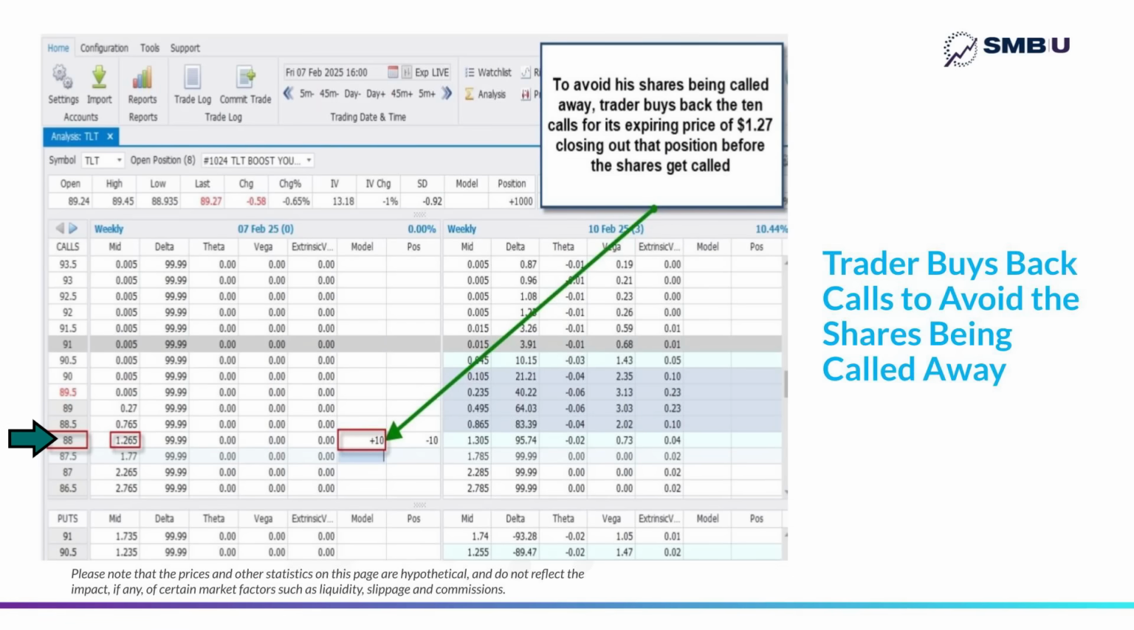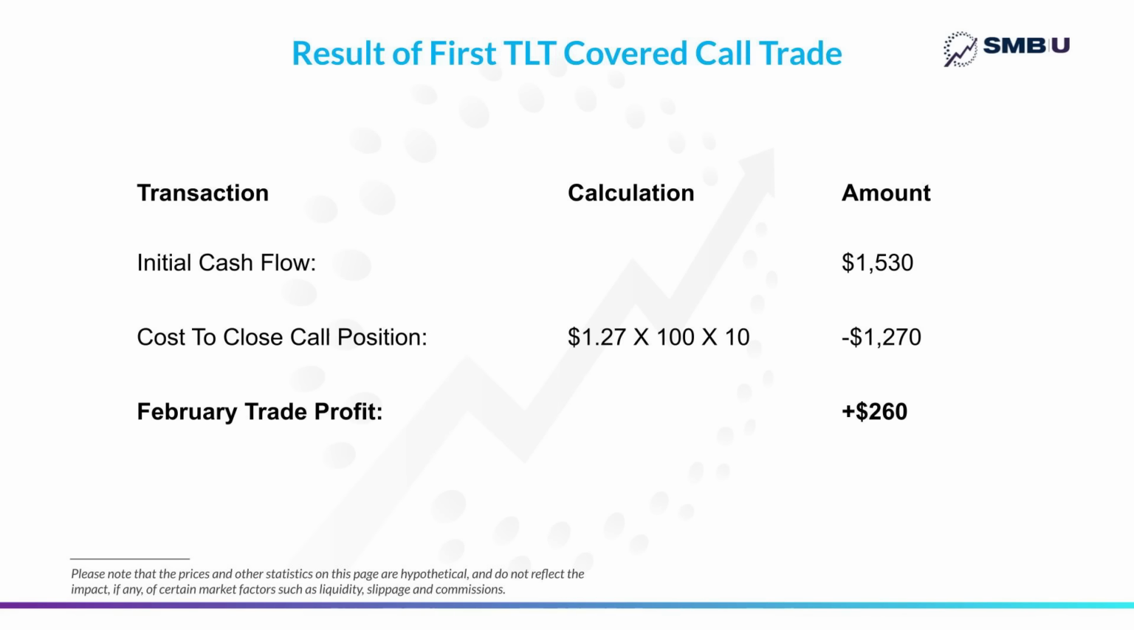So to avoid that, we go ahead and pay the price of $1.27 and close that call position before it gets assigned. And so when we calculate the result of this first covered call trade, you'll see that after collecting $15.30 initially, we net out against that the $12.70 that it cost us to buy back those calls. You can see from the calculation that our profit on the first trade was $260.